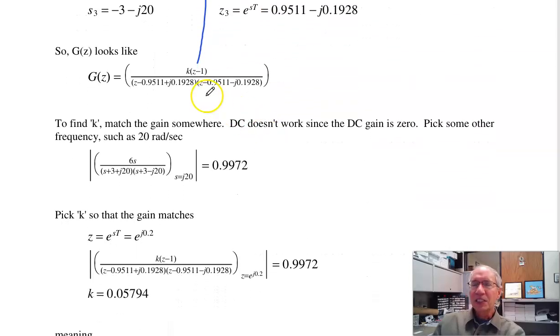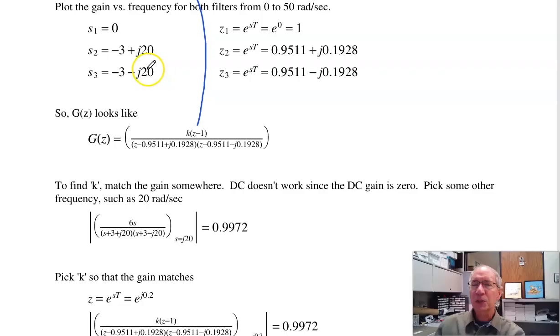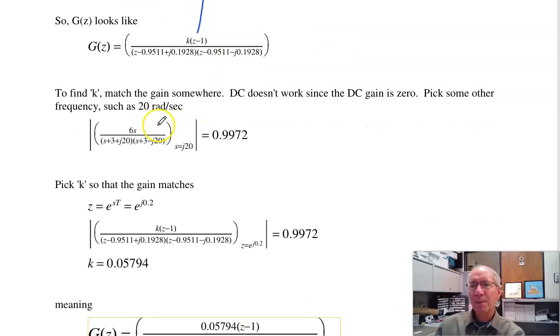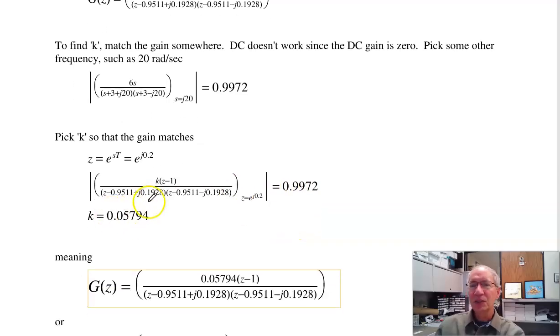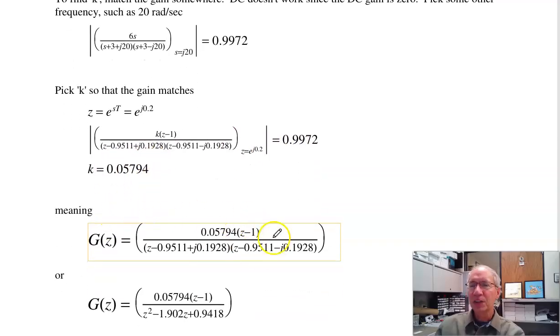Pick K to match the gain. Here I can't use DC because at DC the gain is 0, and I have 0 is K times 0, solve for K. Pick something other than 0. I'm going to pick 20 radians per second, roughly the resonance in the S-plane. At 20 radians per second, the gain should be 0.99. Pick K so that the gain is also 0.99 in the Z-plane. That gives you K is 0.05, so here's G of Z. Or equivalently, multiply out the polynomial, either one.